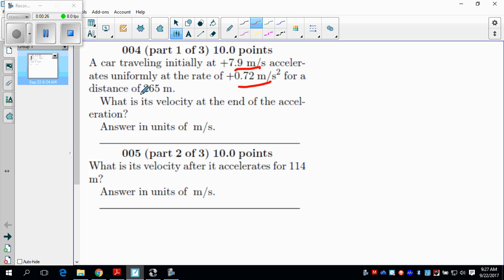So once again, we list our givens off to the side, we do our column. So we'd see 7.9 meters. We see 0.72 meters per second squared. And we see 265 meters. Now, then you go through your units. And once again, as always, when you go through your units, you need to make sure, for meters, you got to keep your options open.